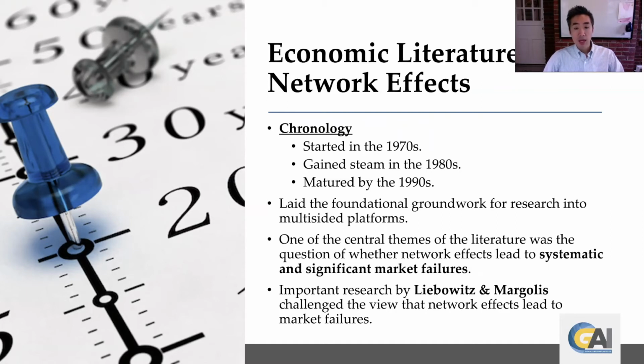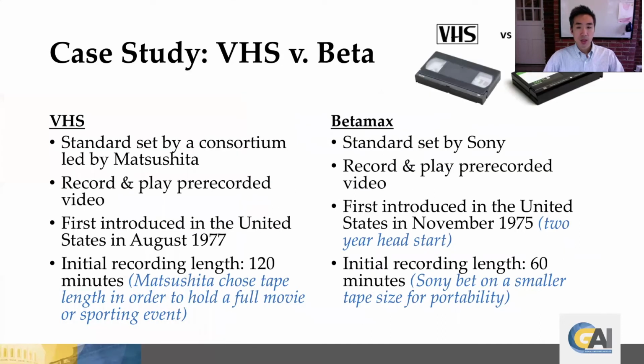Are there systematic and significant potential market failures where we're stuck on an inferior network, we're locked in, it tips towards winner take all, and so we end up with monopolistic type of outcomes? And Leibowitz and Margolis, who I mentioned earlier, really challenged this view on a number of dimensions.